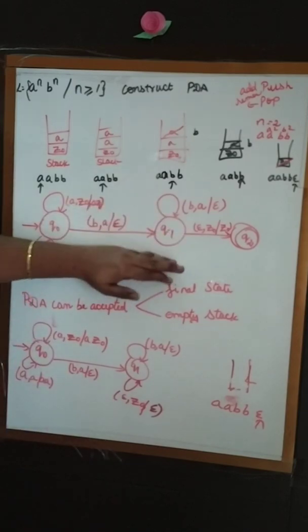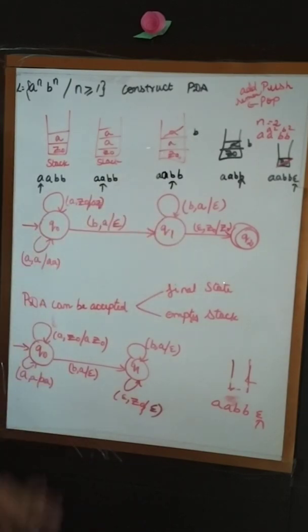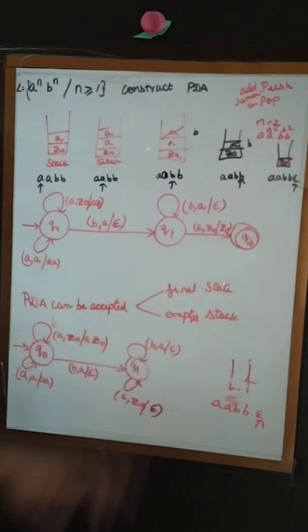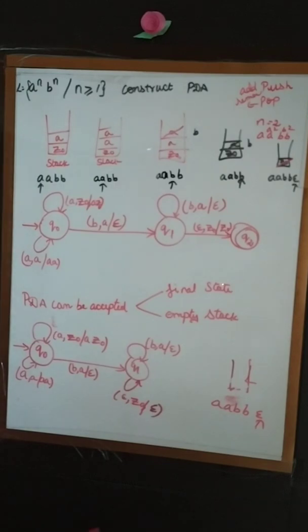Okay, this is another way. But we will be following the first one only. But you have to know the two different ways to accept a PDA. One is by reaching the final state, another one is emptying the stack.